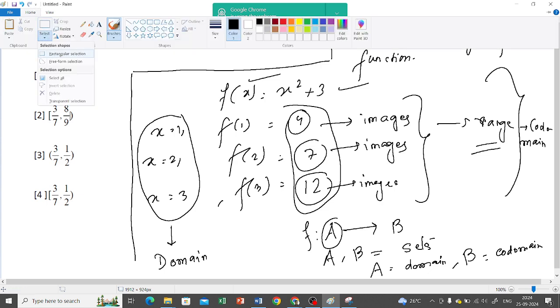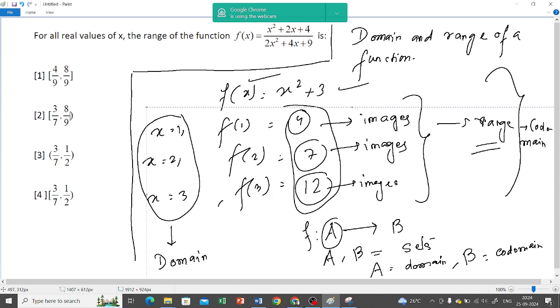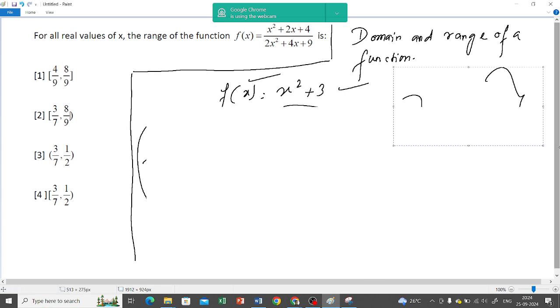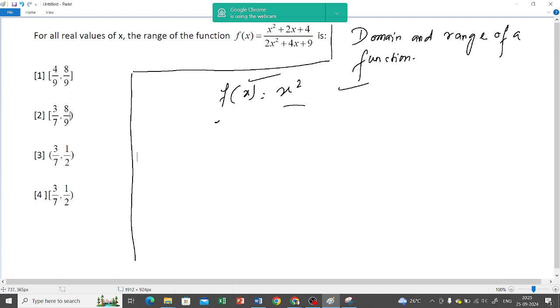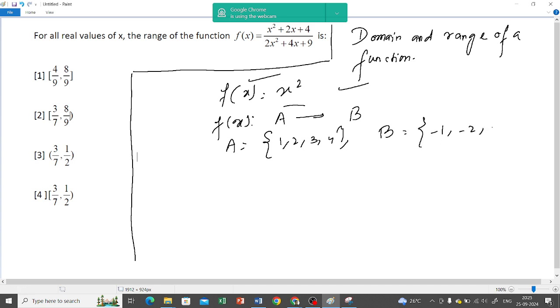I'll give you an example. I'm taking an easy function, x square. Say this function f(x) is defined from A to B. The set A is 1, 2, 3, 4, and the set B is -1, -2, 0, 1, 4, 9, 16, 25.